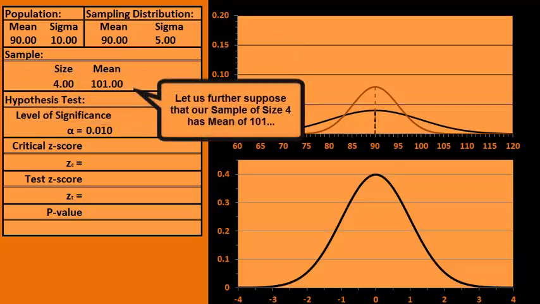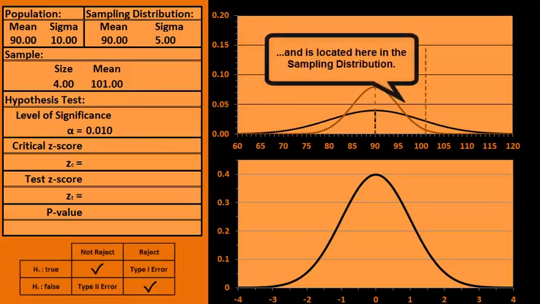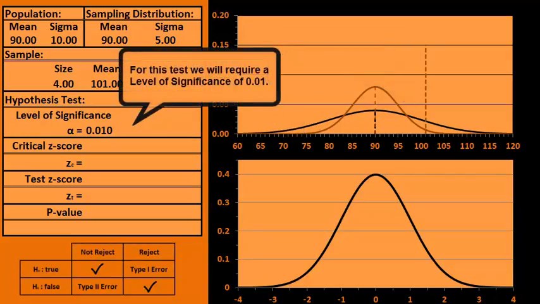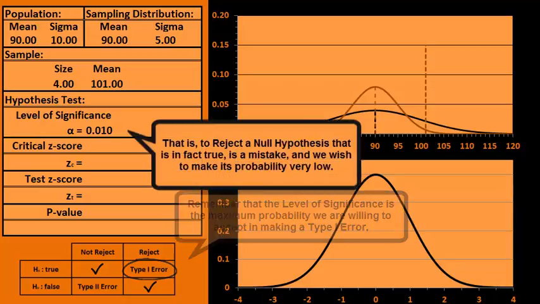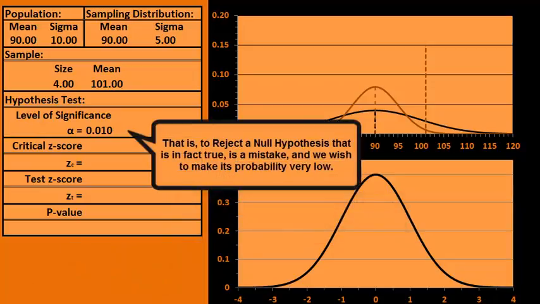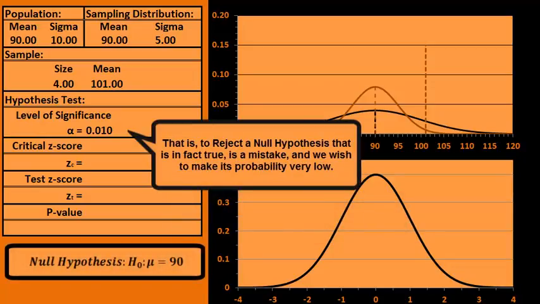Let us further suppose that our sample of size 4 has a mean of 101 and is located here in the sampling distribution. For this test, we will require a level of significance of 0.01. Remember that the level of significance is the maximum probability we are willing to accept in making a type 1 error. That is, to reject a null hypothesis that is in fact true is a mistake, and we wish to make its probability very low.